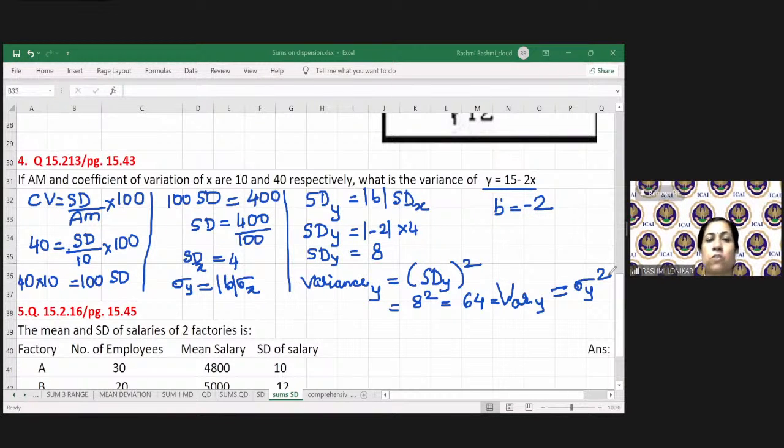So this is a very interesting question. Please mark it. It's a very good question that you should be able to solve. It's so simple. You only need to know CV is equal to SD upon AM into 100. Second, SD of y is equal to b into SD of x. And third formula that you must know is variance is square of standard deviation. If you know these three concepts, this sum tests everything about standard deviation in one sum.